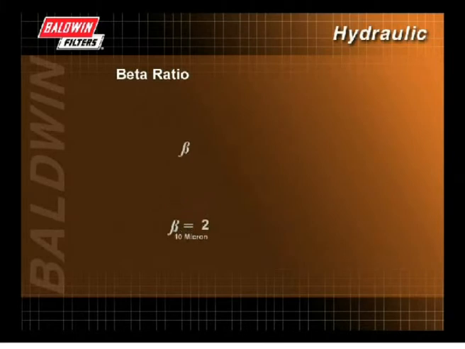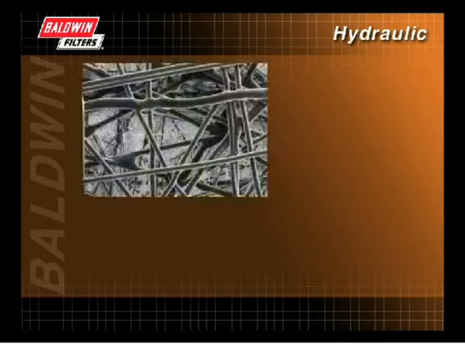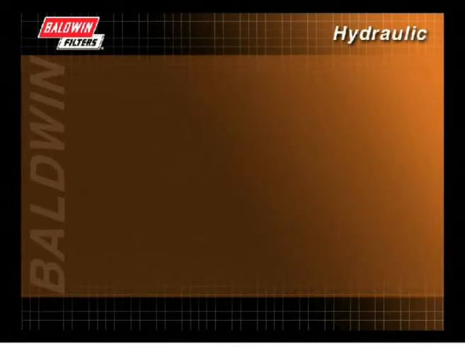Efficiency is calculated by taking the beta ratio minus 1 divided by the beta ratio. This number is multiplied times 100. In this example, the efficiency is 50%. This is a nominal efficiency rating. Efficiency is largely determined by the filter media. Media that is more restrictive will filter out more and smaller particles, thus giving the filter higher efficiency.